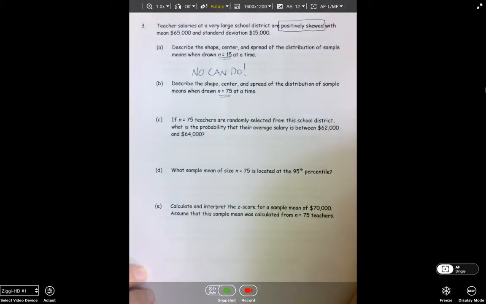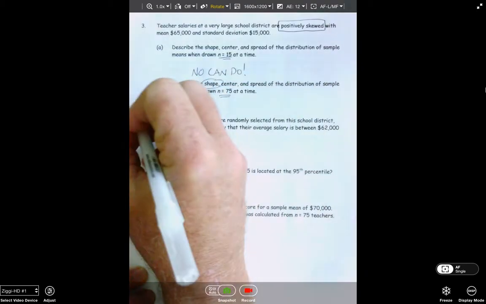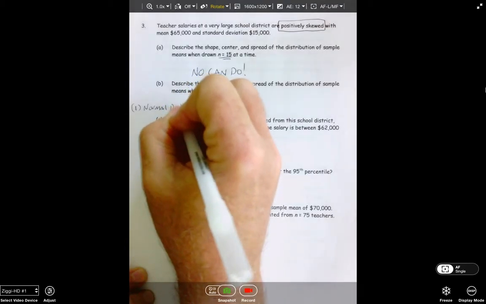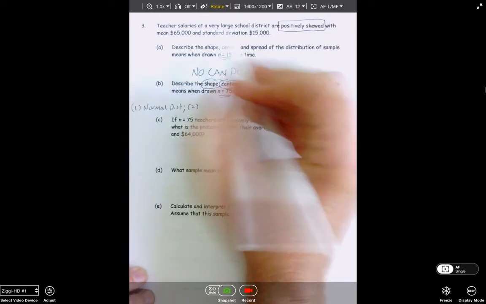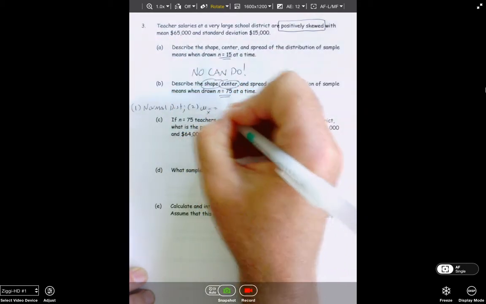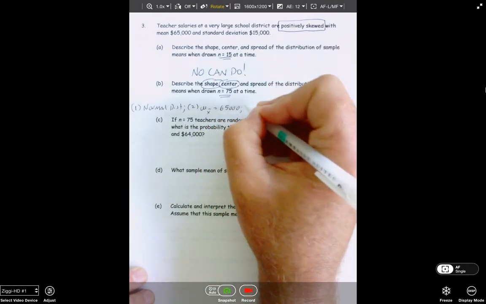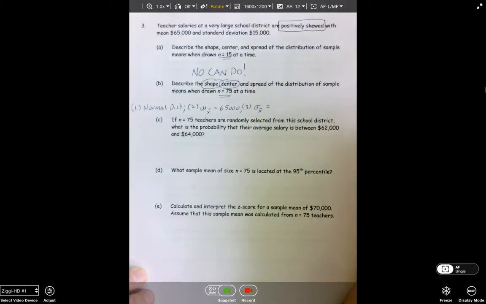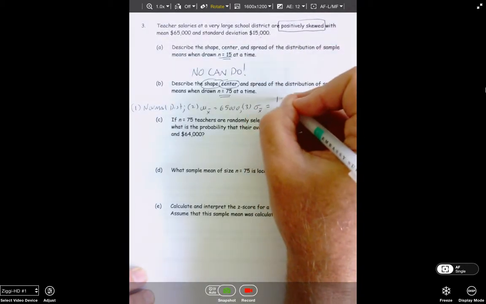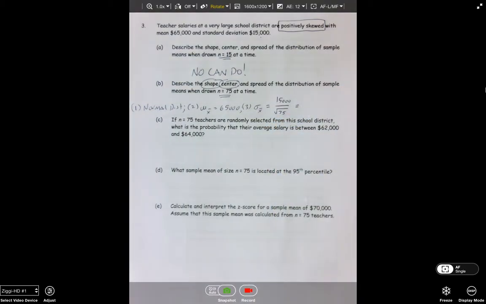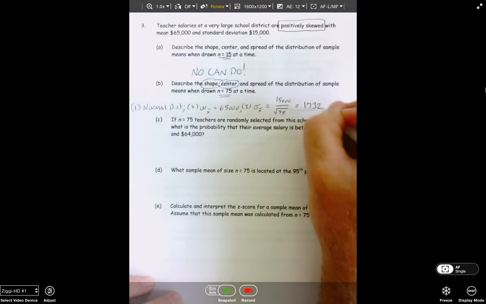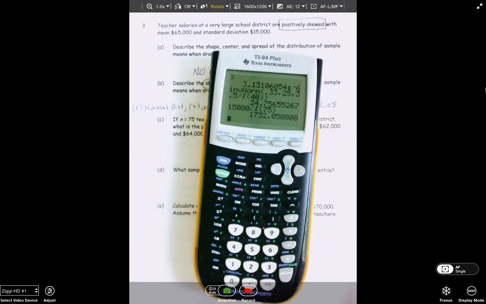Once the sample size gets 30 or bigger, we know that the shape will be a normal distribution. We know that the center will be the mean, and that's the mean of the original population. And we know that the standard deviation will be the standard deviation of the original population divided by the square root of the sample size, which is 75. I'm not going to show you the operation because that's pretty simple. So I get 1732.05. Let me just show you the way that I type that in to make sure everybody's okay.